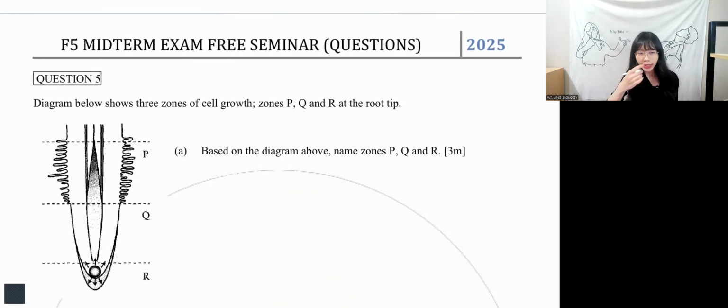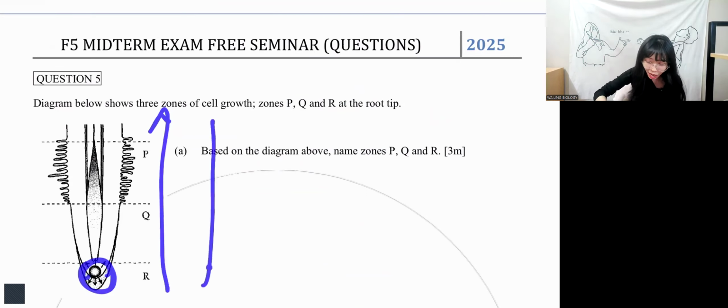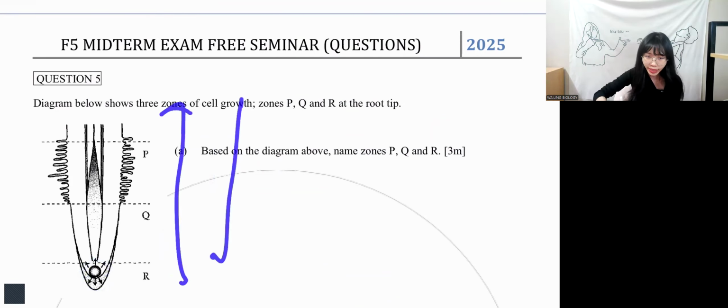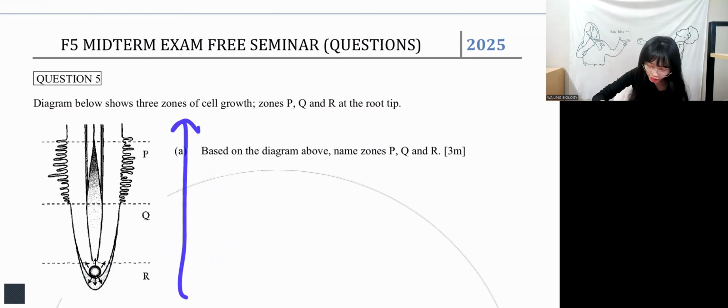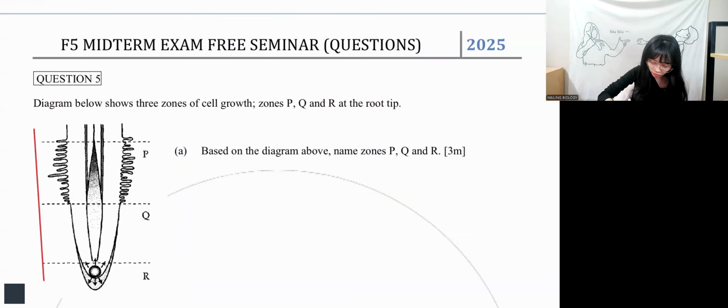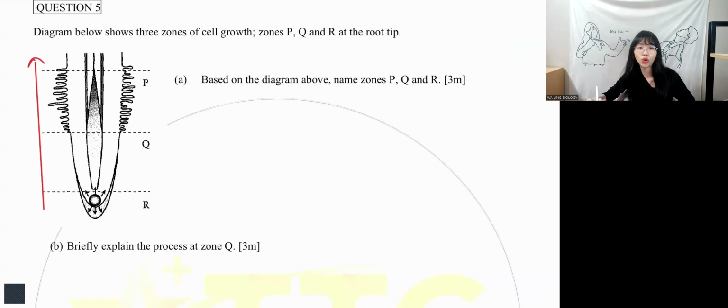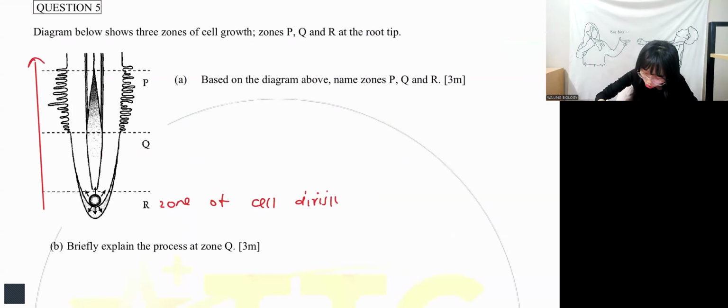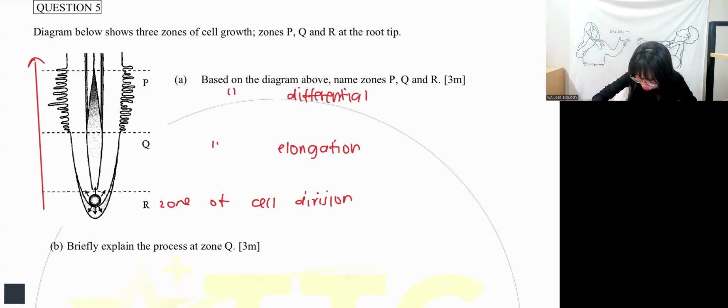In question 5, they ask you, diagram below shows 3 zones PQR in the root tip. Okay, guys, this is a root tip. If you don't know, it's okay. Just like I say, you find the tip. You look up or downwards. Which direction? Correct. Upwards. Very good. So R will be the first zone. The first zone is called zone of cell division. Second is called zone of cell elongation. Third is called zone of cell differentiation. Very good. This is the 3 zones.